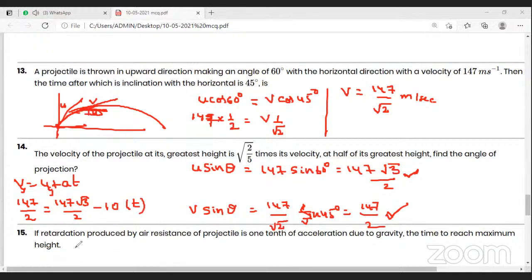How will you calculate that now? 10t equals, coming to this side, taking 147/2 common, into root 3 minus 1. Then you can just calculate the value. 147/2 into root 3 minus 1 will be how much? Root 3 is 1.73, minus 1 is 0.73. You just calculate this value for the time now. You will get the answer there. Okay.